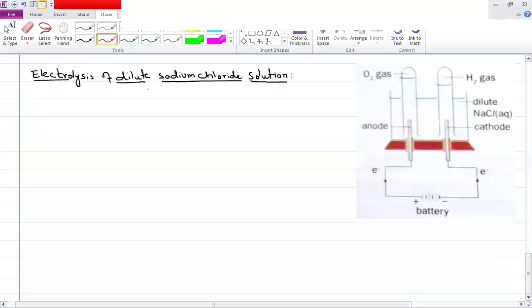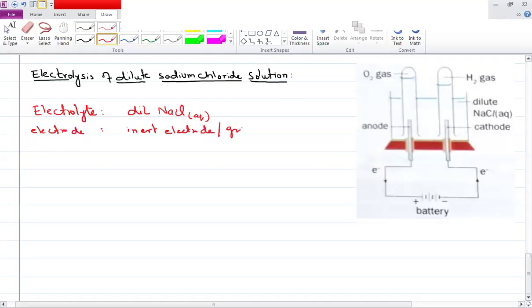Okay, we are doing electrolysis of dilute solution of sodium chloride. Whenever we are doing electrolysis of dilute solution, first of all, we have to identify what the electrolyte is. In this case, the electrolyte is dilute sodium chloride, so this is dilute or aqueous. And the electrodes we are using for this electrolysis are inert electrodes, or graphite electrodes, right?